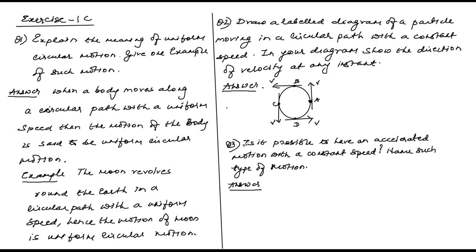So the answer for that, is it possible to have an accelerated motion at a constant speed? Yes. Got it? Name such type of motion. Uniform circular motion. I hope people understood me here. Okay, I just wrote the answer for it. Now we go to the next question.